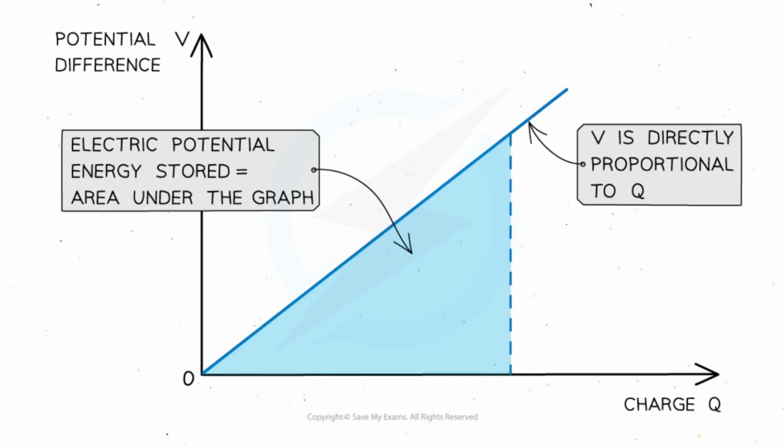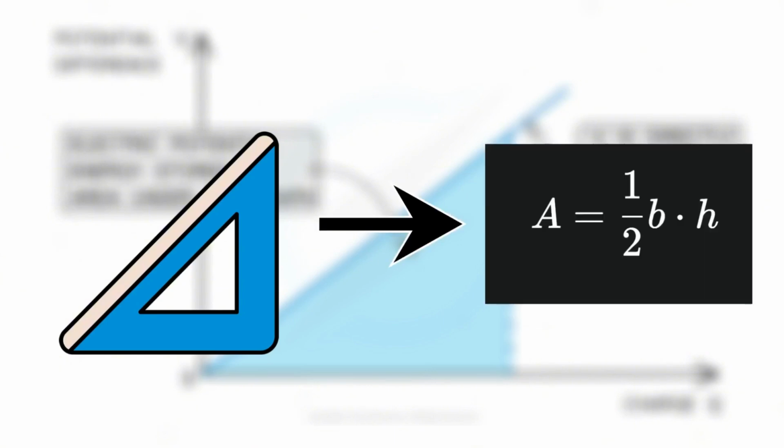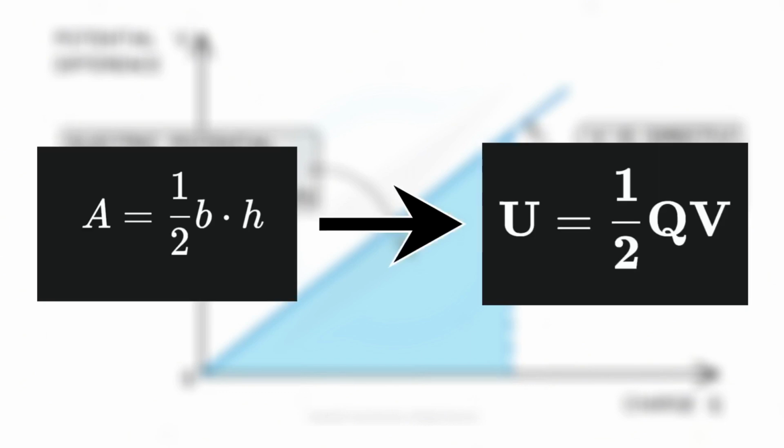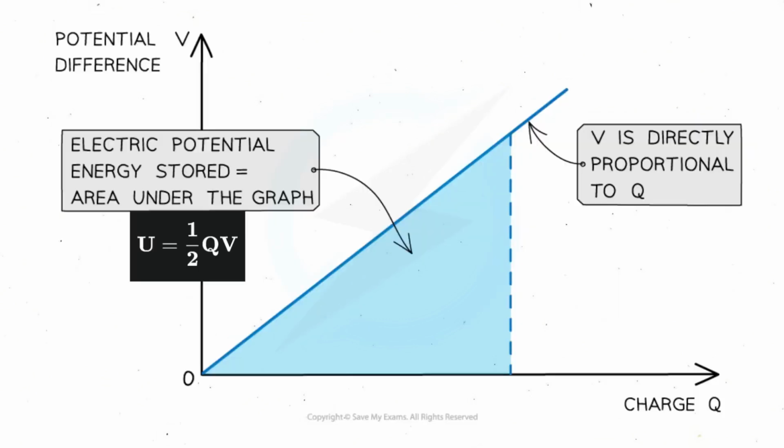From this graph, we can define the energy stored inside the capacitor by using the area under the graph. Since the area under the graph is in triangle shape, we can define that energy stored is equal to half of the base multiplied with height, where the base is the charge inside the capacitor and height is the potential difference inside the capacitor. Well, if you take a look, this is where the energy stored formula comes from.